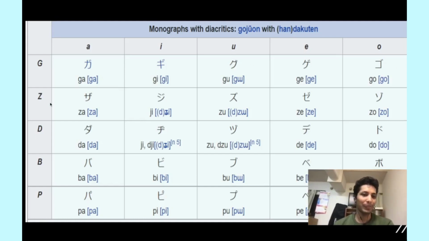Yep, simple. Then Ja line. What was that? Sa. Put ten make it za. Za, ji, zu, ze, zo. And then what was that? Ta changed to da, and ji, zu, de, do. So da, ji, zu, de, do, right?